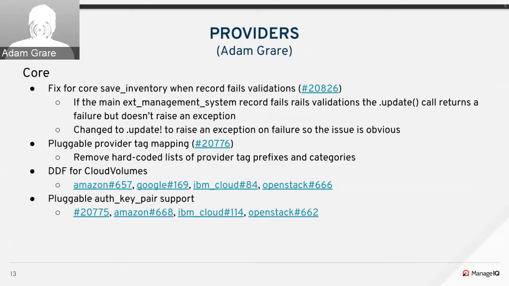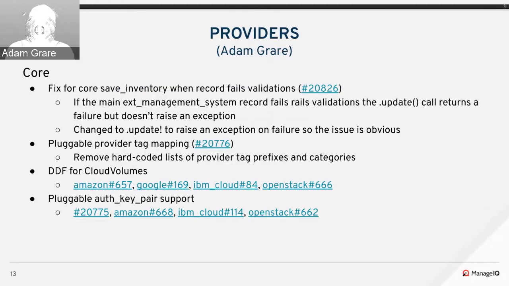Okay, so this sprint in the core, Dan fixed an issue with save inventory silently failing if there are record validations. We saw an issue with a user who had a nil GUID on his EMS record, and it wasn't updating the last refresh time because the commit failed, but without raising an exception, it wasn't obvious that anything was wrong. So he changed it to raise exceptions on update if it failed validation, and that's how we found out what the problem was, and now any future issues will be easily detectable and fixed. So that was a nice change by Dan.